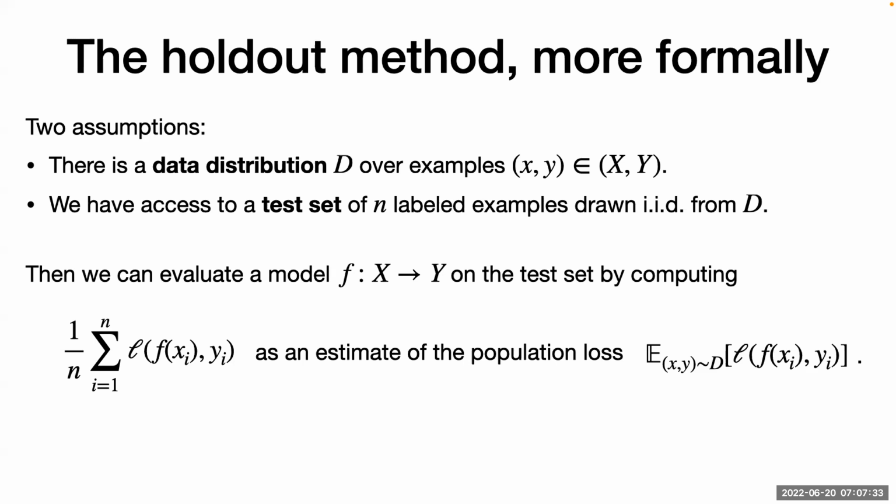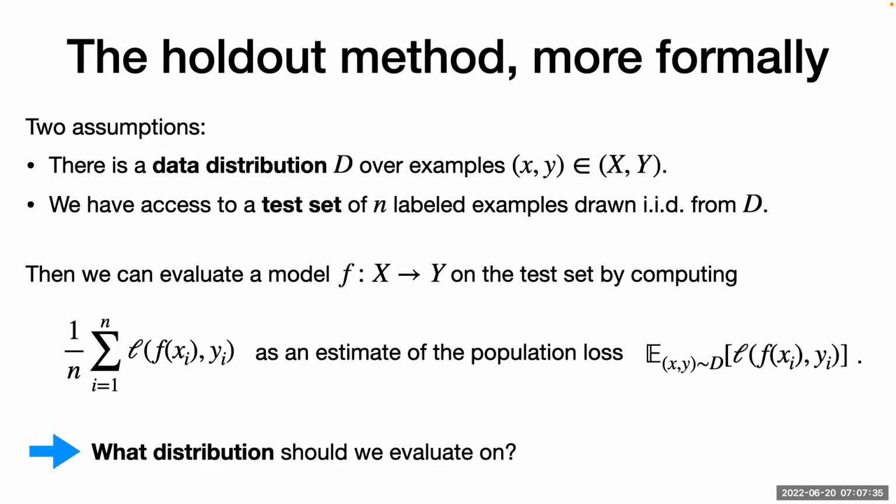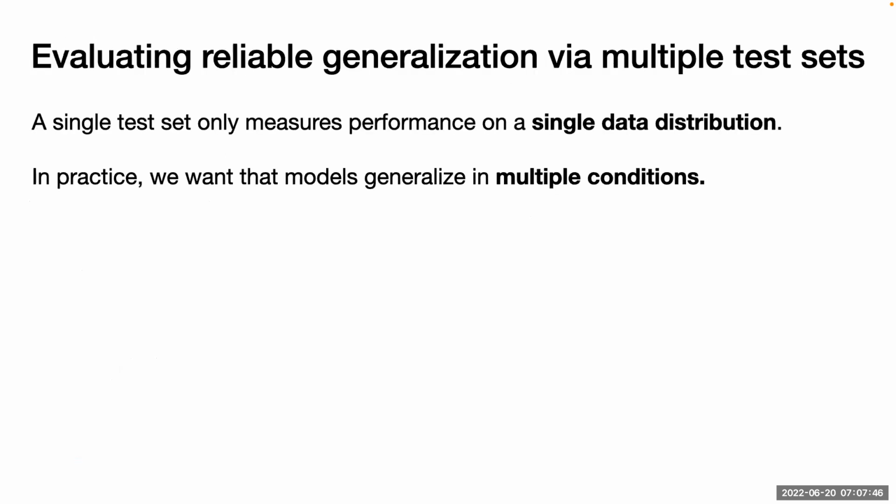But the big question is, what distribution should we evaluate on if we want to make sure that our model performs well in the real world? And none of this theory tells you about this a priori. And this is actually a really challenging question for a variety of reasons. And one is that a single test set often can't answer this question sufficiently. So if you have a single test set, you're only measuring performance on one specific data distribution.